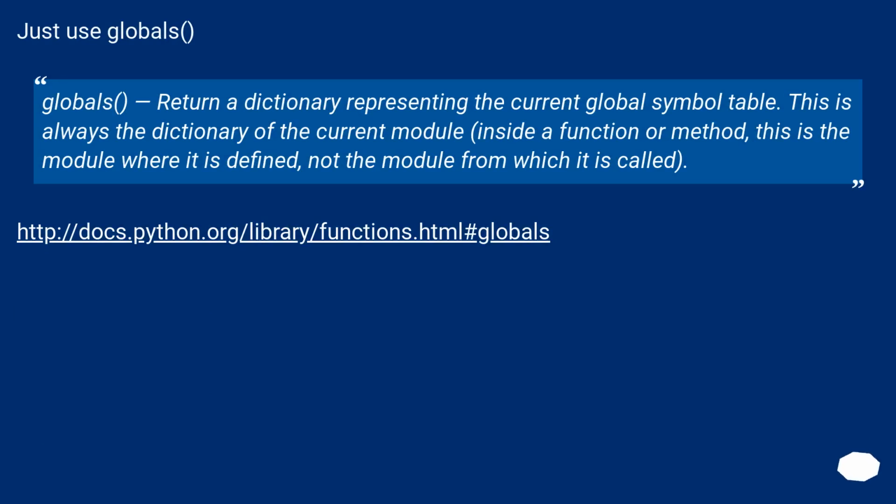Just use globals. Globals returns a dictionary representing the current global symbol table. This is always the dictionary of the current module, inside a function or method. This is the module where it is defined, not the module from which it is called. This URL.